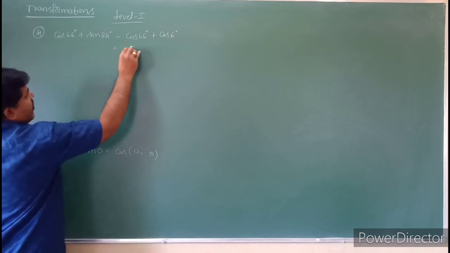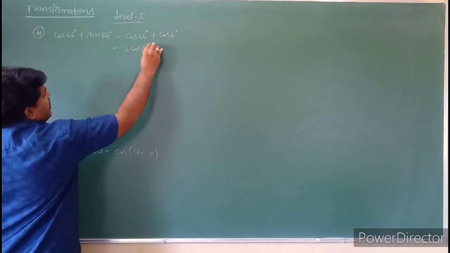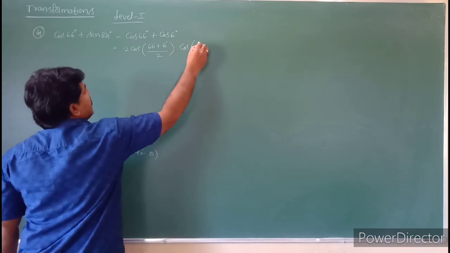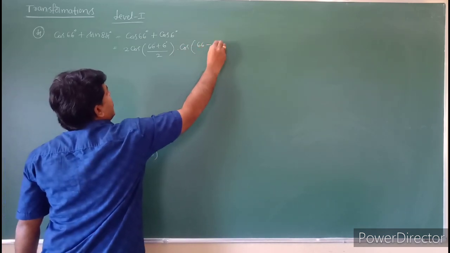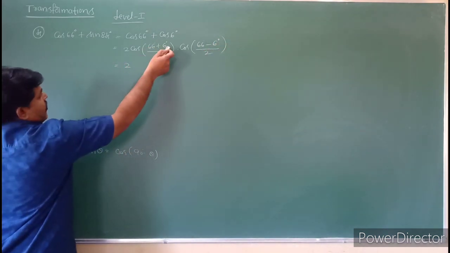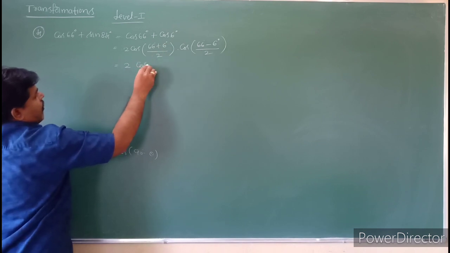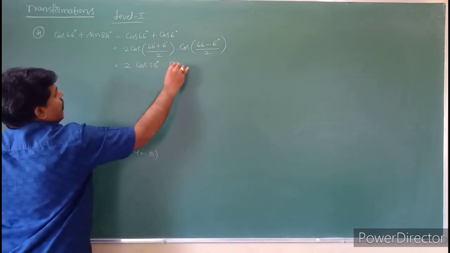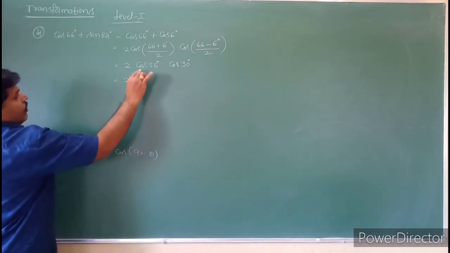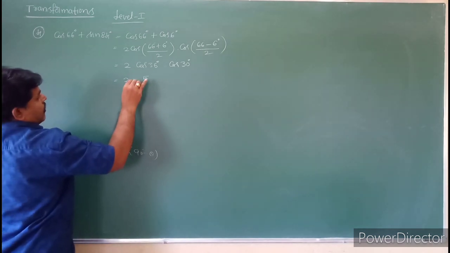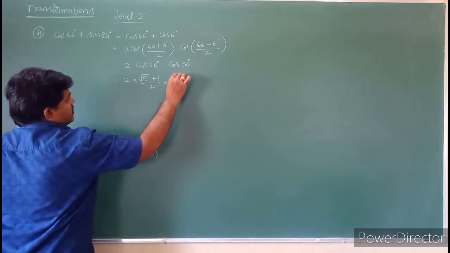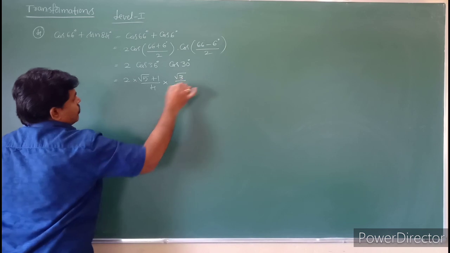What is the cos c plus cos d formula? 2 into cos of c plus d by 2 into cos of c minus d by 2. So what happens? 2 into 72 by 2, that is 36. Cos 36 into cos of 60 by 2, that is 30 degrees. So that is equal to 2 into cos 36 value, already known, root 5 plus 1 by 4, into cos 30. Cos 30 is root 3 by 2.